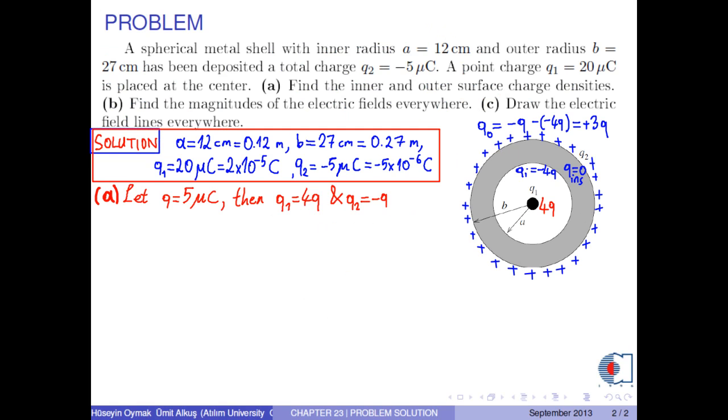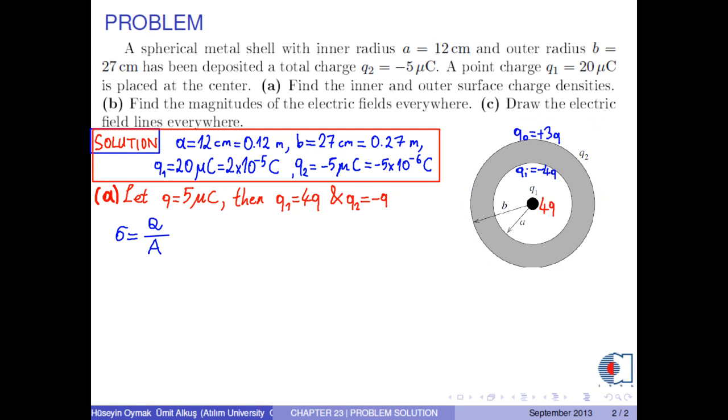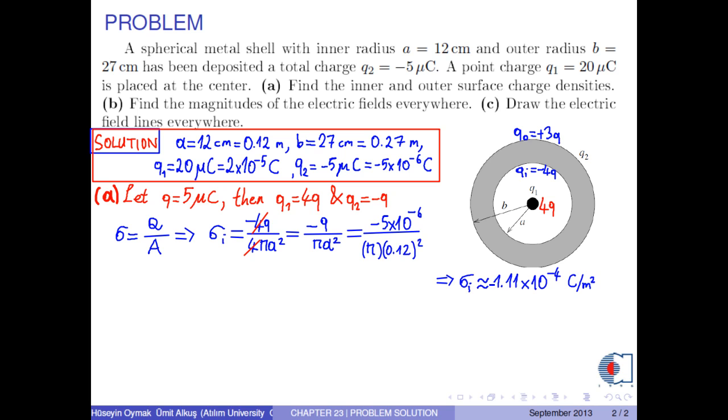Surface charge density is found by the formula total charge over the area of the surface. Then, the inner surface charge density is found as -4Q over 4 pi a squared. Here the 4's are cancelled. Then we are left with -Q over pi a squared. Now we can put the numerical values into this formula. As a result, we obtain -1.11 times 10 to the -4 coulombs per meter squared.